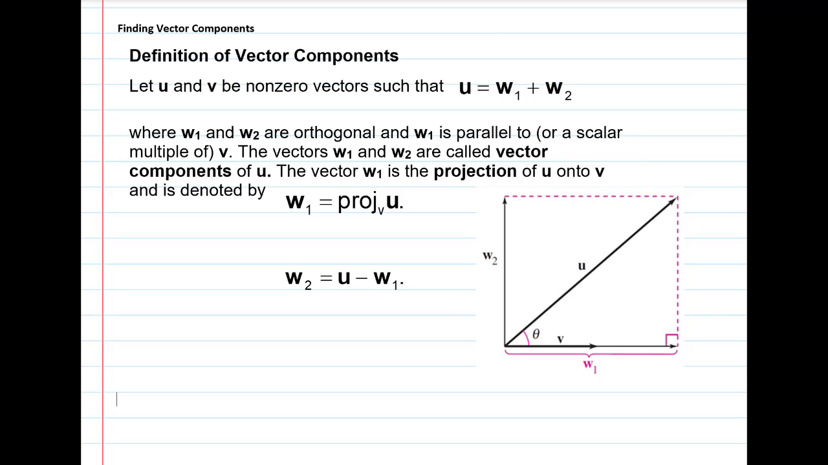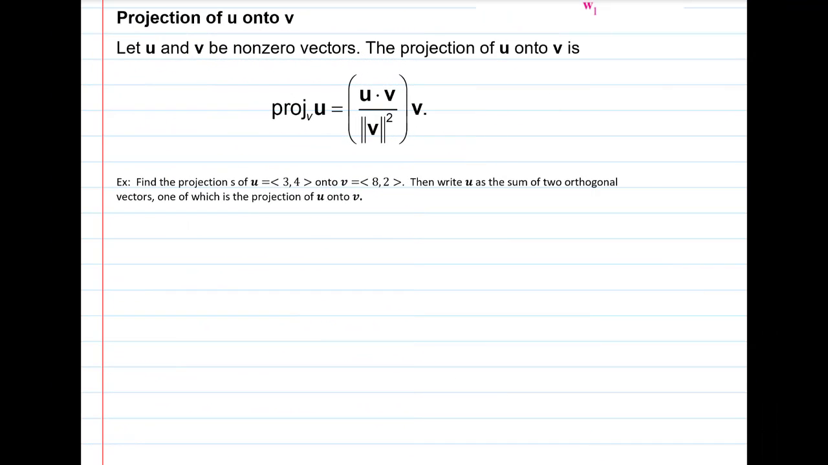Okay. Now, how do we find this projection? We're going to have a nice formula that uses the dot product. And again, here is another application of the dot product, to find the projection. The projection of u onto v, given these two non-zero vectors, is going to be equal to the dot product of the two divided by the magnitude of v, the vector you're projecting onto, squared. All that multiplied by the vector v.